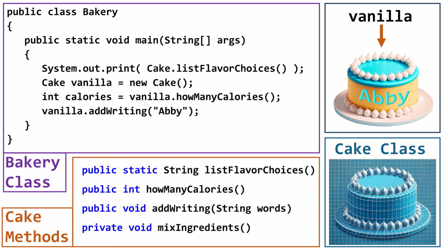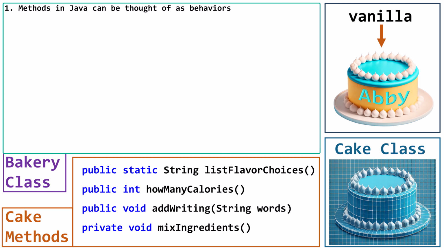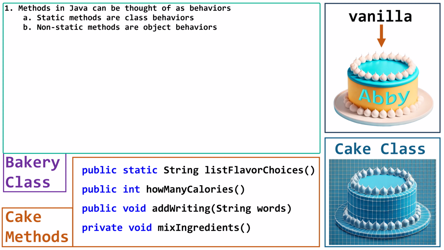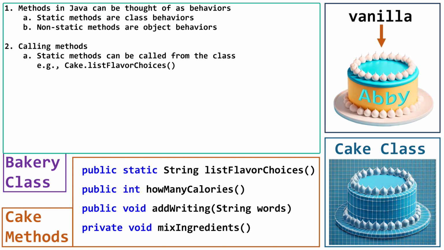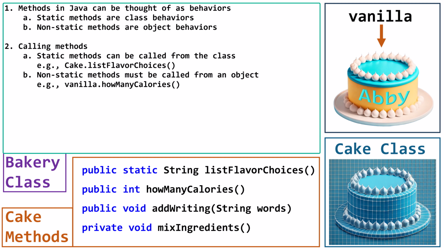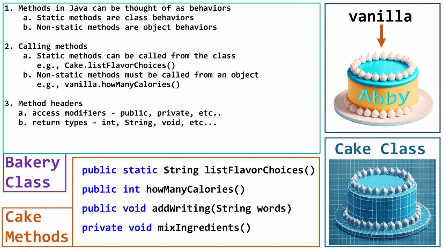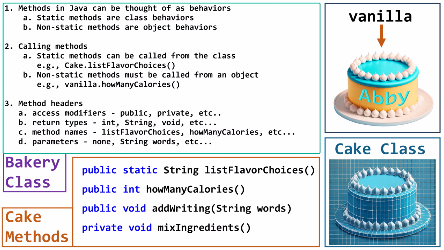Before we wrap up, let's quickly recap what we've covered in this lesson. We learned that methods in Java can be thought of as behaviors, with static methods belonging to the class itself and non-static methods belonging to the individual objects. We explored how static methods, like list flavor choices, can be called directly from the class, while non-static methods, like HowManyCalories, require an object to be created first. We also discussed method headers, including access modifiers, return types, method names, and parameters, and how they tell us important information about what a method does and how to use it.